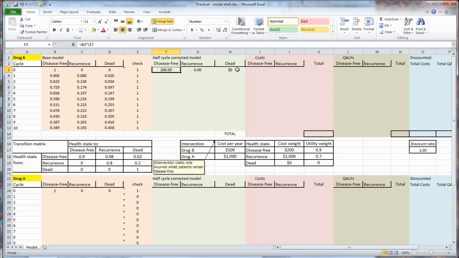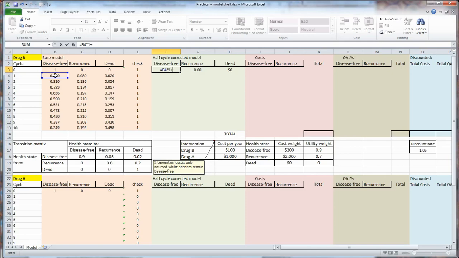So that's why we apply a half-cycle correction to adjust the proportions of patients in the different health states for the fact that when you're moving between a health state, you move on average, we assume, halfway through. So to estimate that equivalent proportion, we take the proportion of patients who remained in the state for the full cycle, so that's this proportion here, so 0.9 were in the state at the beginning and the end of the cycle, so they experienced a full cycle, so we multiply that proportion by 1.